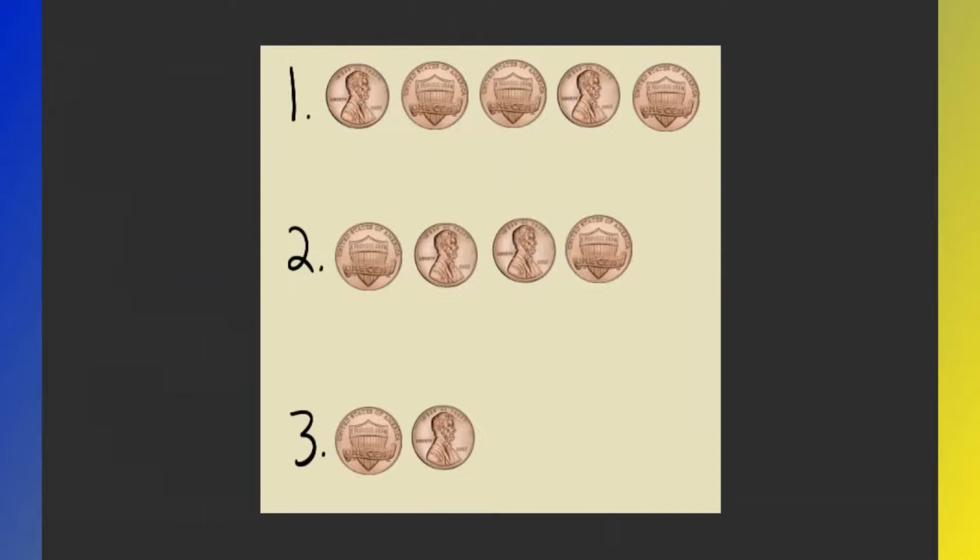Problem number 1 has 1, 2, 3, 4, 5 pennies. Problem number 2 has 1, 2, 3, 4 pennies. And problem number 3 has 1, 2 pennies. Your job is to figure out how many cents this is worth.